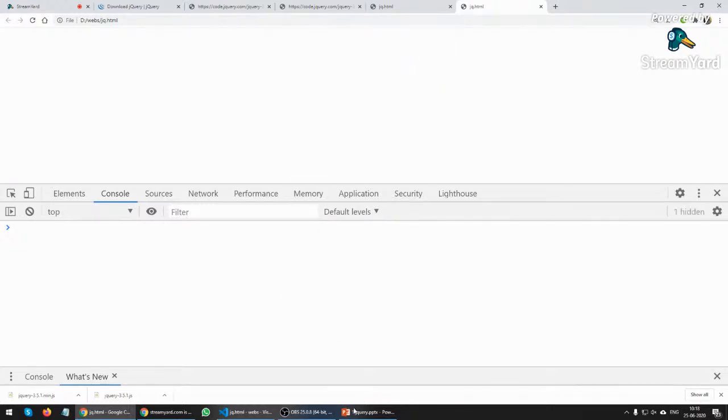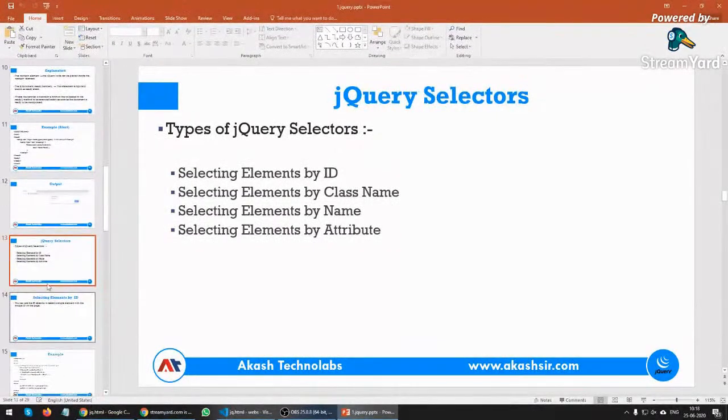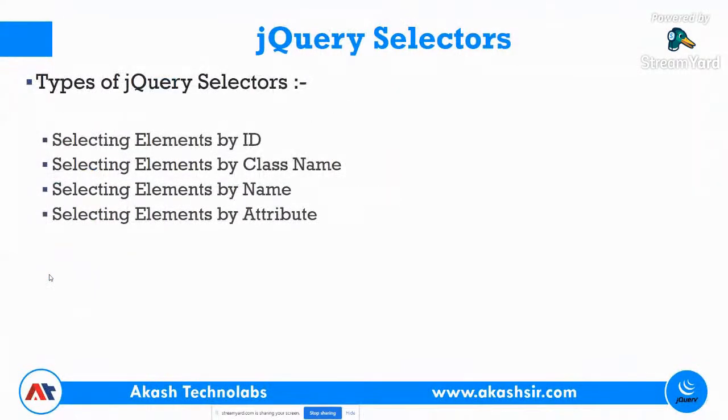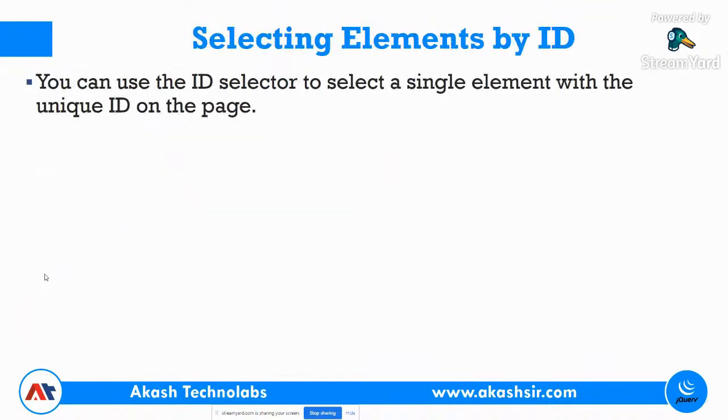Next is selectors. So as I told you before, we have 4 selectors, right? For an example, what is a selector? Let's say I want to perform some action in particular coding. So you can use the ID selector to select a single element with a unique ID on the page.